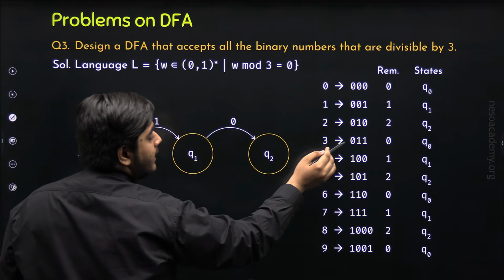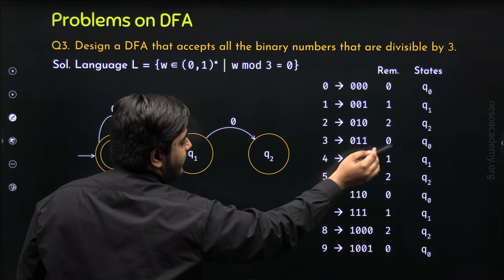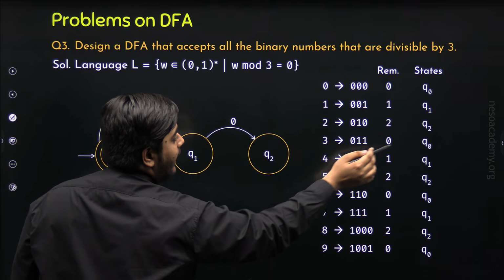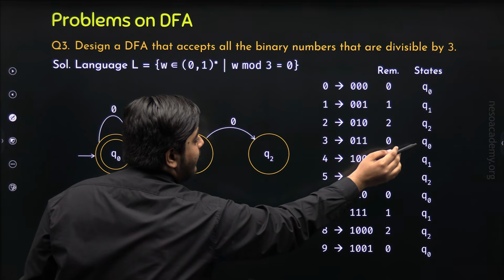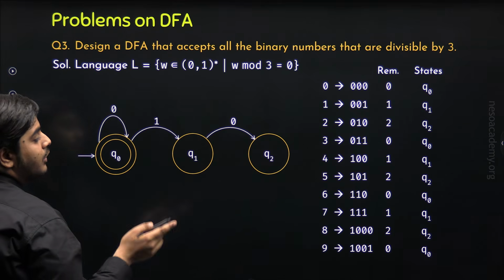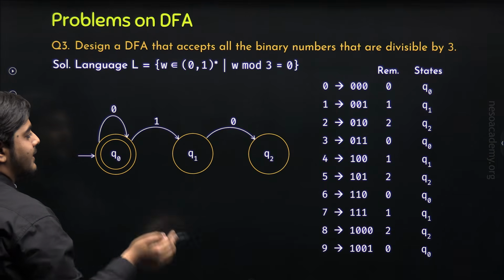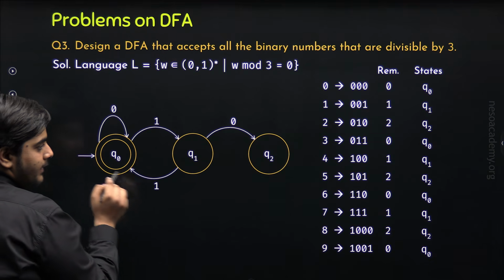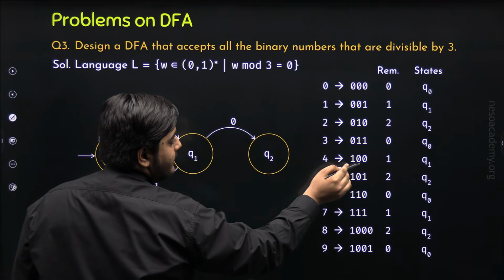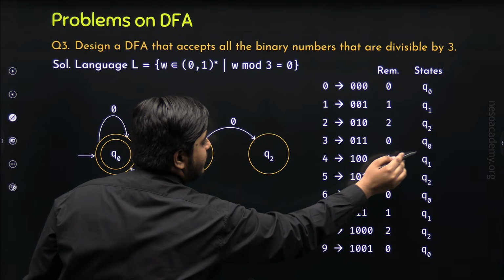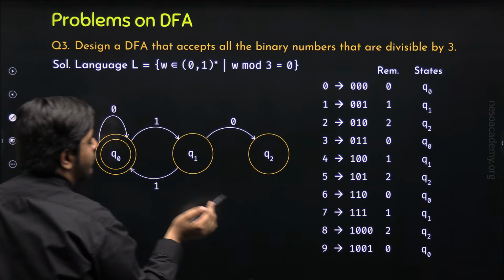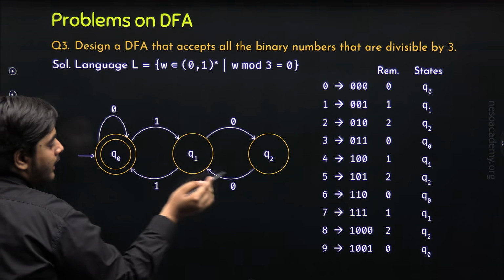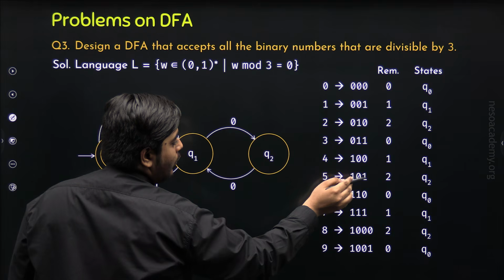The next is 0, 1, 1. The remainder is 0, that means this will be divisible by 3. And that is why the processing needs to be stopped at the accepting state Q0. So 0, 1, 1 can be processed like 0, 1, 1 at the accepting state. Now the next is 1, 0, 0. The processing needs to be stopped at Q1. So 1, 0, 0.